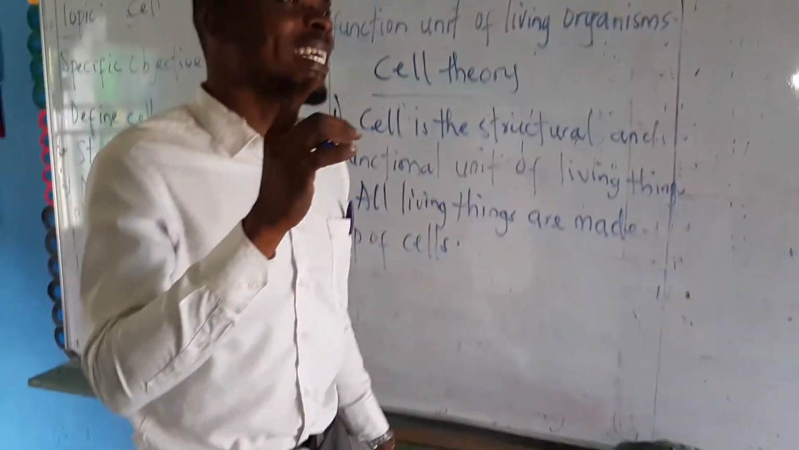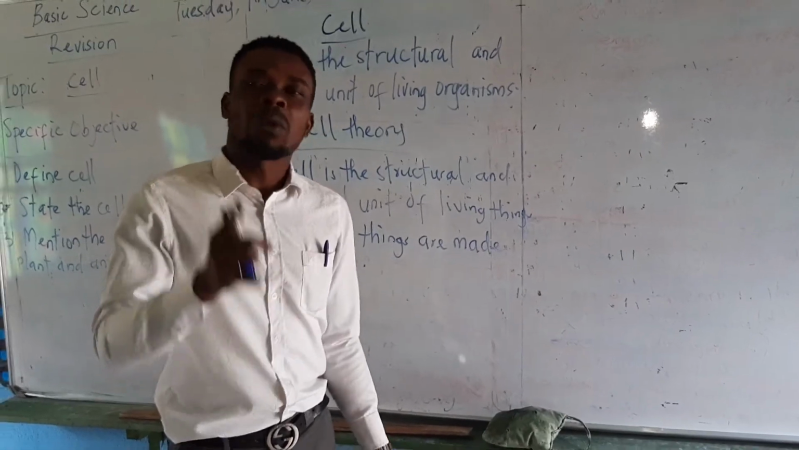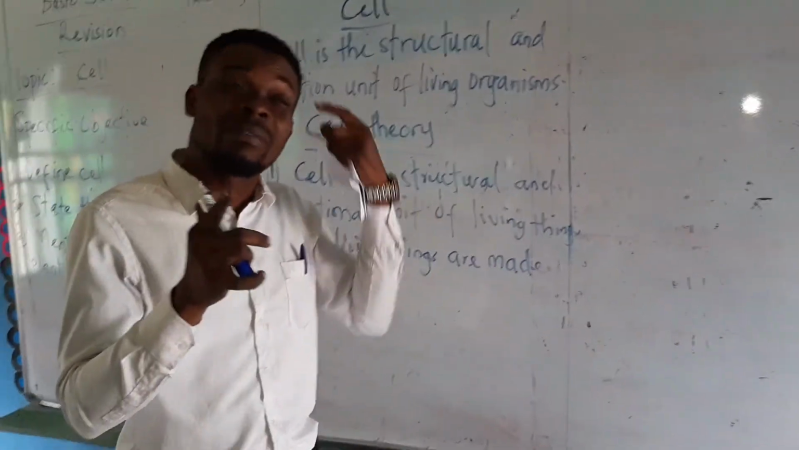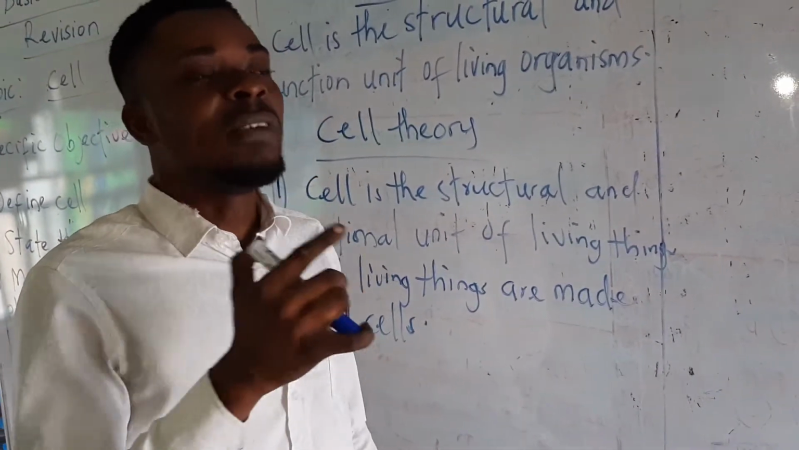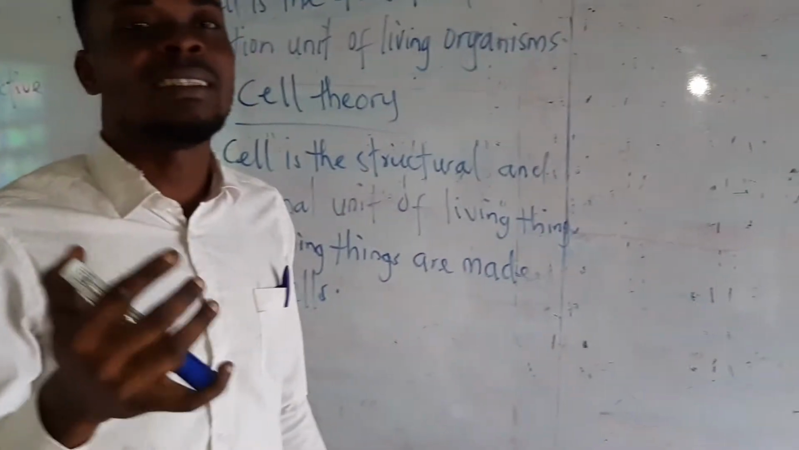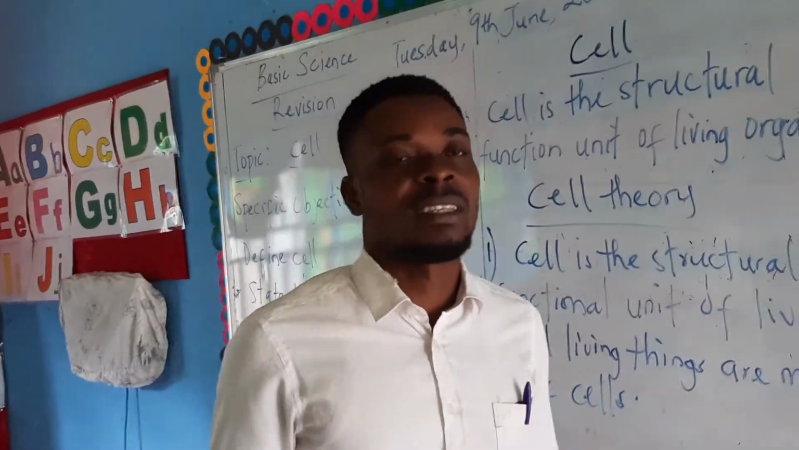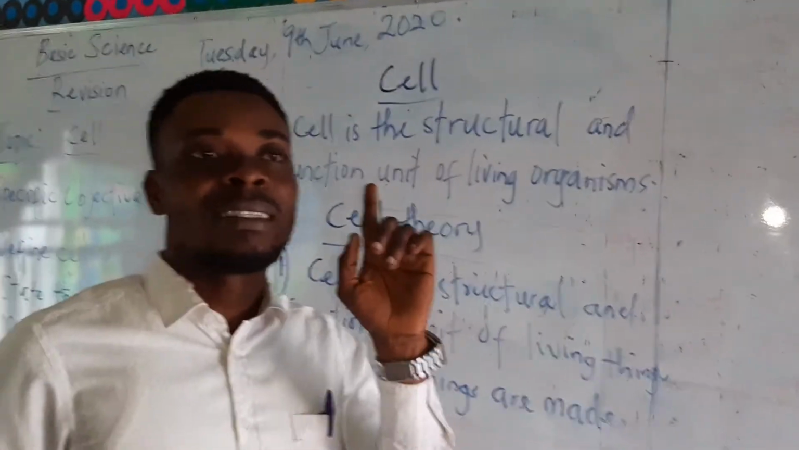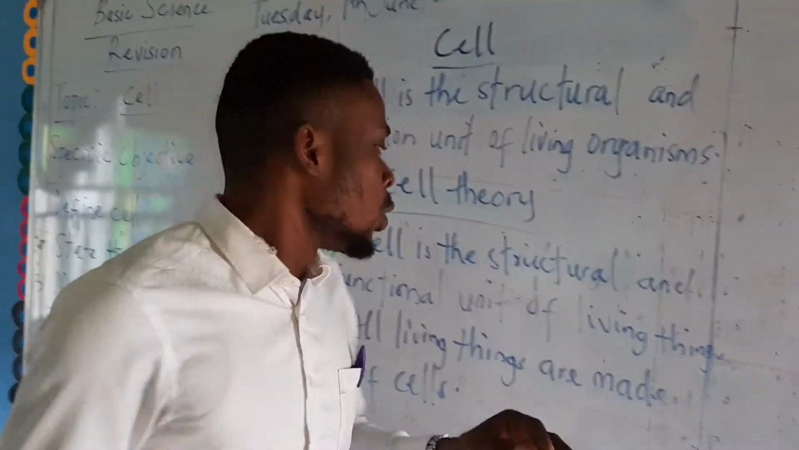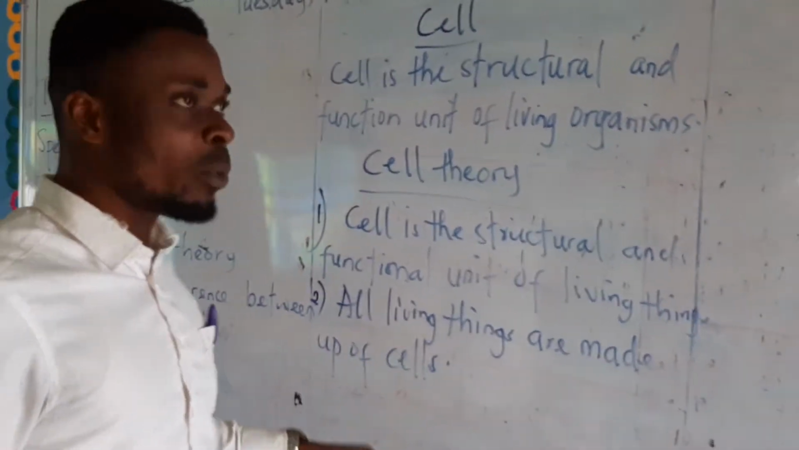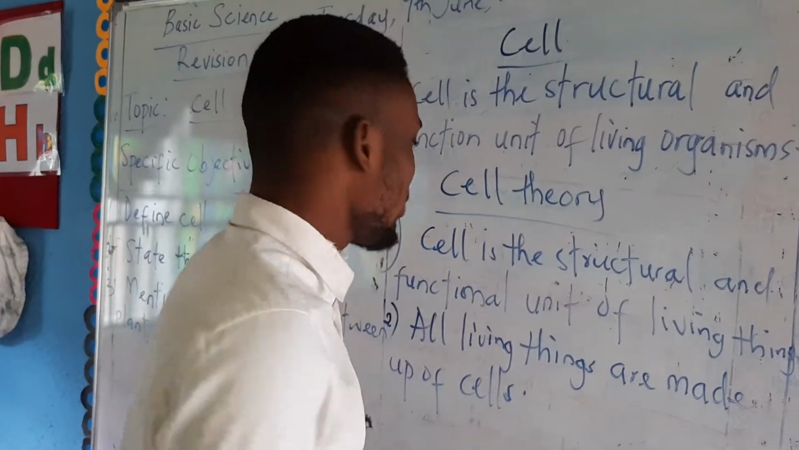Now, when I say living thing, I'm not saying animals only, please. I'm not saying human beings only. When I say living thing, I mean both plants and animals. Living thing means anything that has life in it. As long as that thing has life, it's a living thing, whether plant or animal. So all living things are made up of cells. This is the second theory.